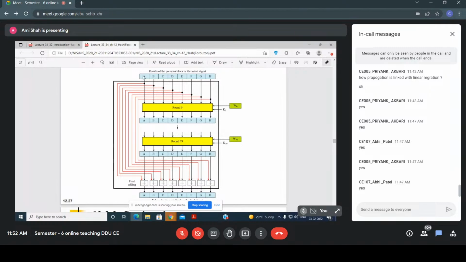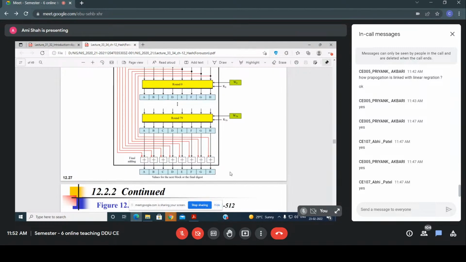Now what is the meaning of this sign here? It is addition modulo 2 raised to 64. So now a plus a, addition modulo 2 raised to 64, is performed, and then finally you get a. Then b plus b, addition modulo 2 raised to 64, and then you get b. In this way, after performing this, you get this digest, right?